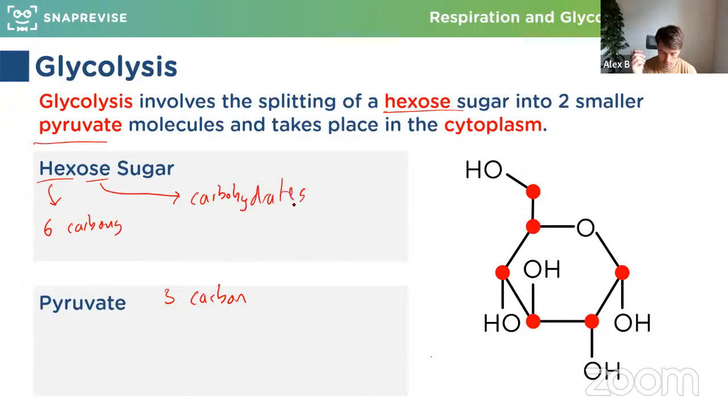So this is kind of useful, just like how if something ends in ASE, you know it's an enzyme. If something ends in OSE, you know it's a carbohydrate. So it's just a useful thing to know.